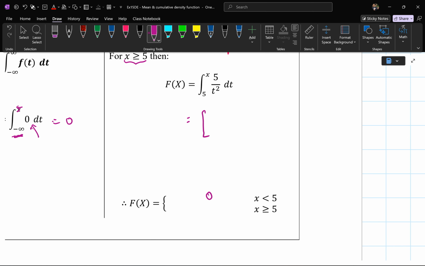So let's work it out. What's the integration of 5 on t squared? Or antiderivative? What's the antiderivative of 5 on t squared? What does that give you? Who wants to have a go? This is just some basic chapter 11 stuff. It's 5 on t squared. What does it give me? Does it help if I rewrite it as 5t to the negative 2?